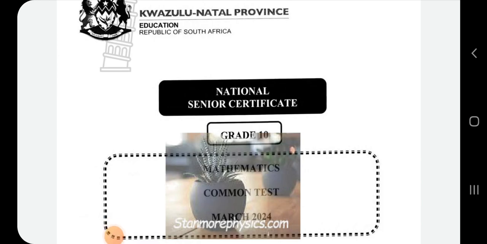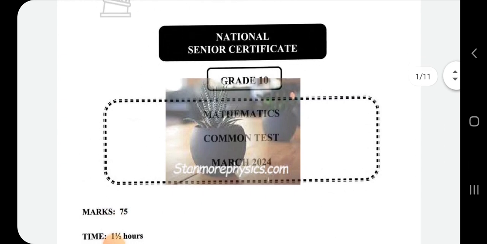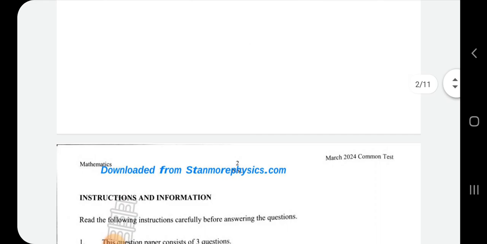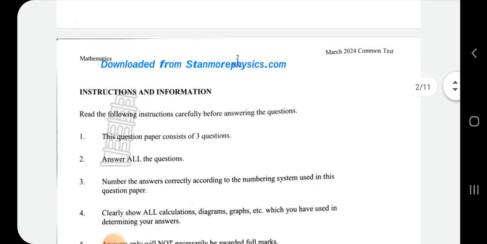So in today's video, we'll be doing this KwaZulu-Natal question paper for grade 10 mathematics for March 2024. This was downloaded from the Stanmore Physics website. So this is 75 marks and the time is 1.5 hours. This question paper consists of 5 pages.